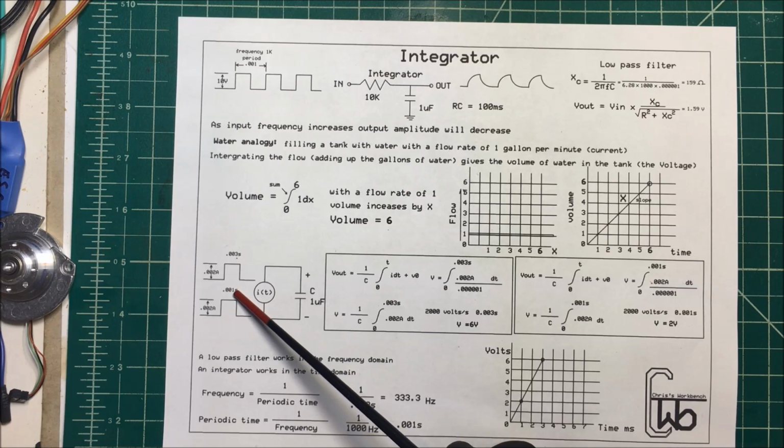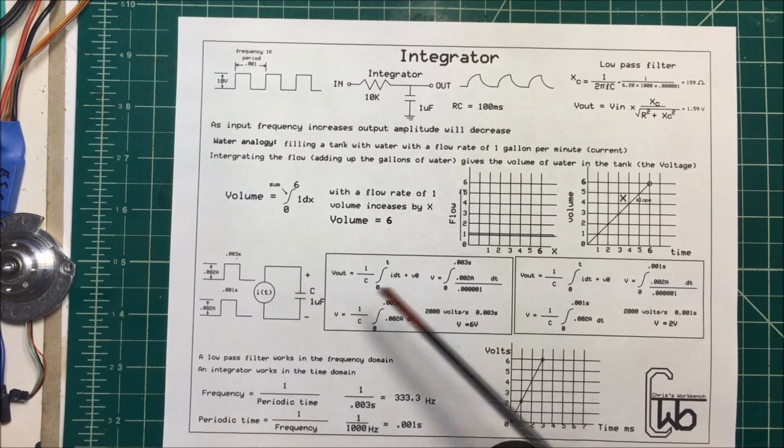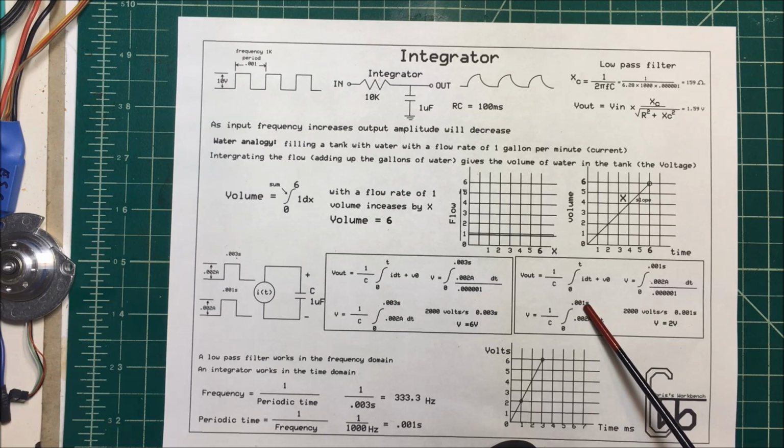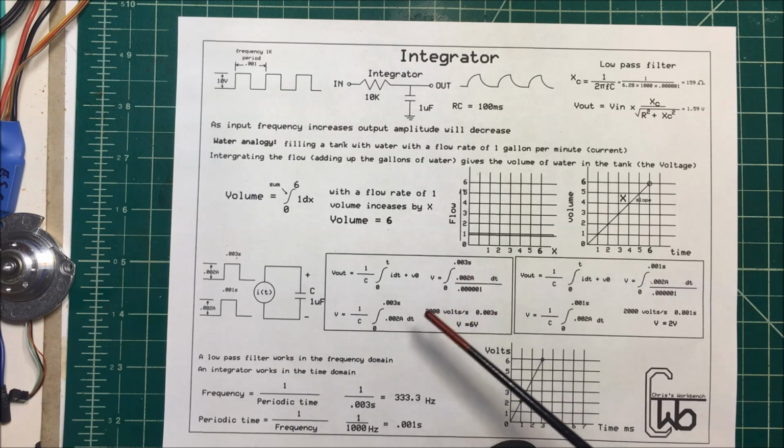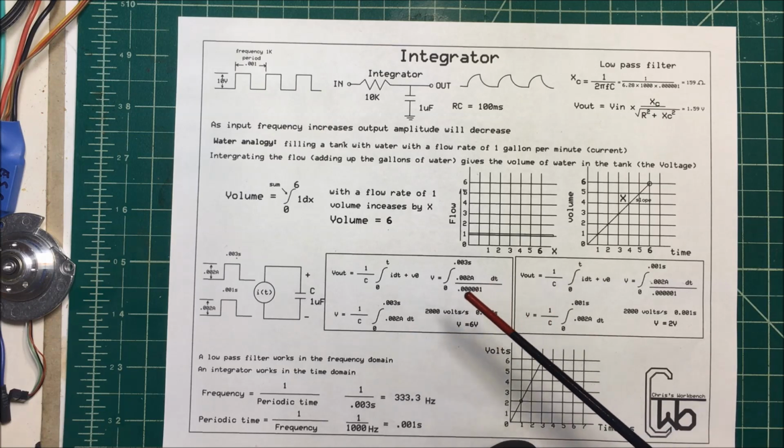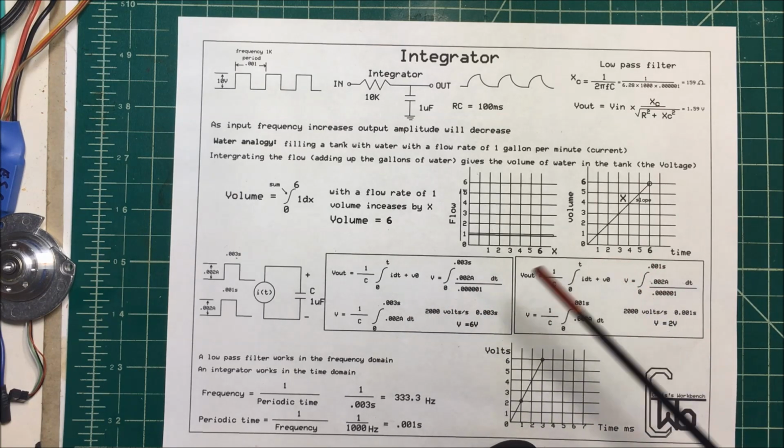If we do it over here at 1K, that's going to be 0.001 seconds, 1 millisecond here. And if we plug that 1 millisecond in over here and keep our flow rate the same, or our current the same, our slope's going to be the same, but at 1 millisecond here, we're going to have 2 volts. Okay, now I didn't do these by hand. I just plugged it into an integrator calculator on the web. So you can just do it. The computer does it all for you.